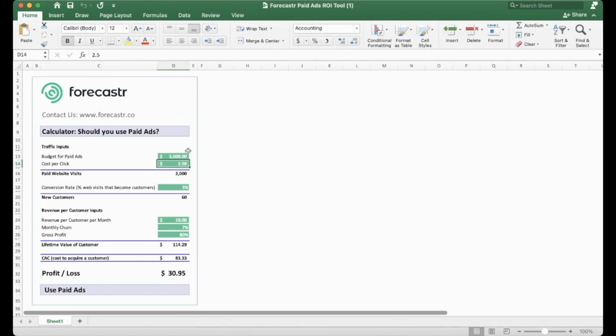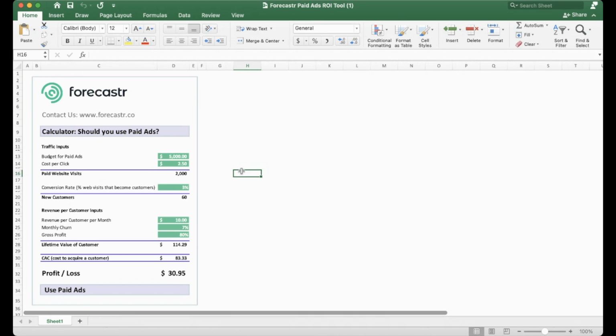So the math here is that you take your budget for your paid ads and divide that by your cost per click. In this example, we're saying that the cost per click is $2.50. And what that will do is it'll derive the number of website visits that a budget should get you. So in this case, we have $5,000. Our cost per click is $2.50. 5,000 divided by 2.50 gets you 2,000 paid web sessions. So once you've got those paid web sessions calculated, the next thing that we need to determine is the conversion rate for those paid ads.